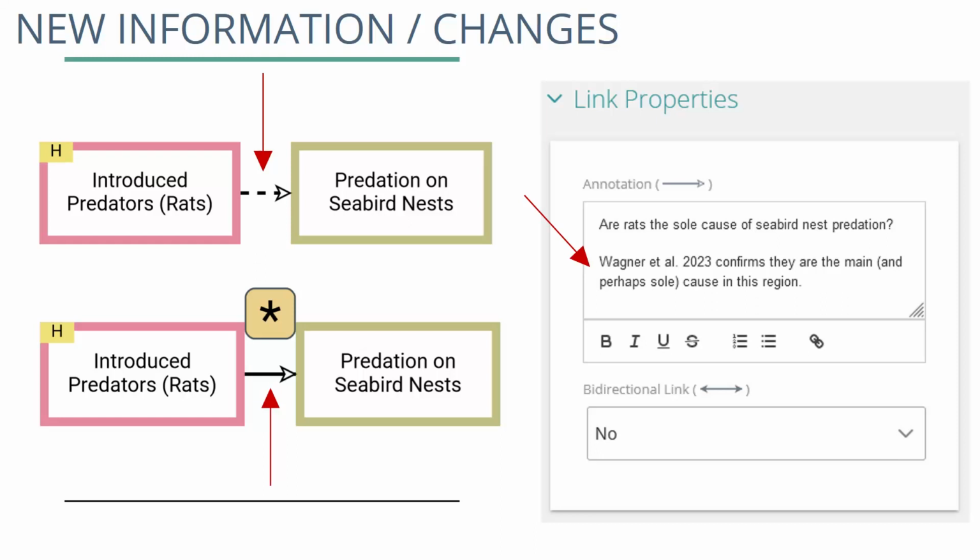They also used an asterisk to remind their team that there is information tied to this arrow. You will want to bring this new information and your change log into your team's decision-making process, which we will talk about more in Module 5.